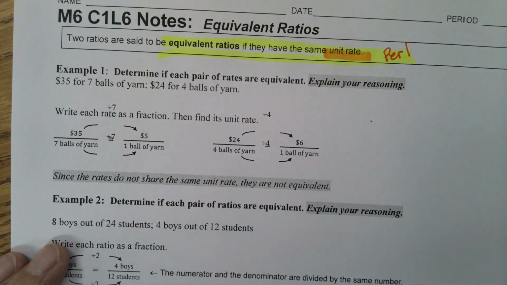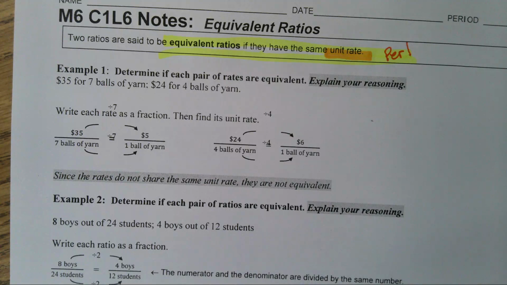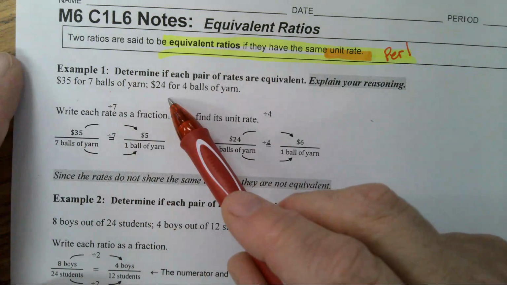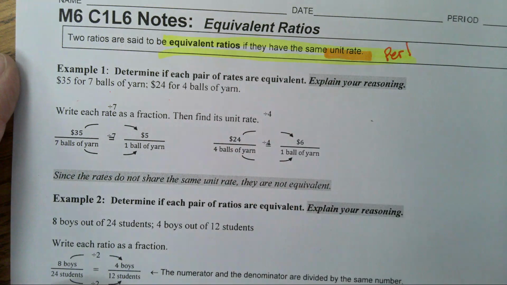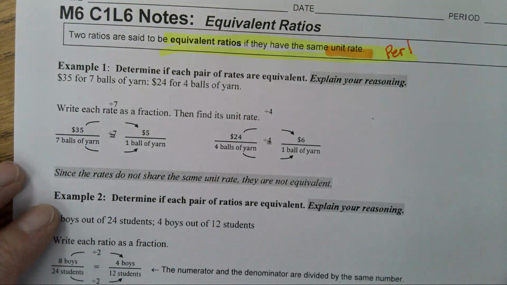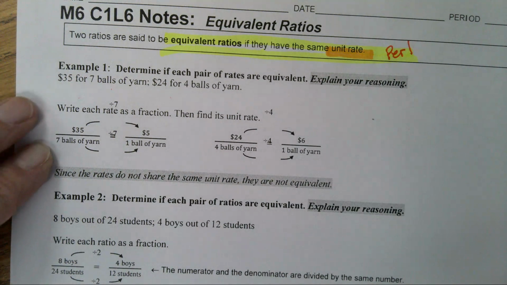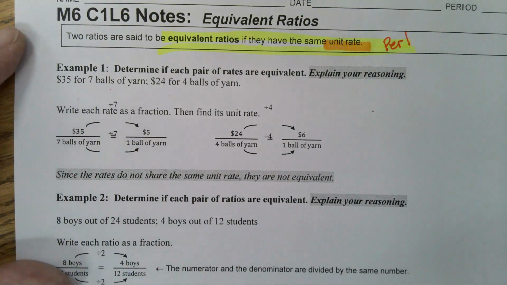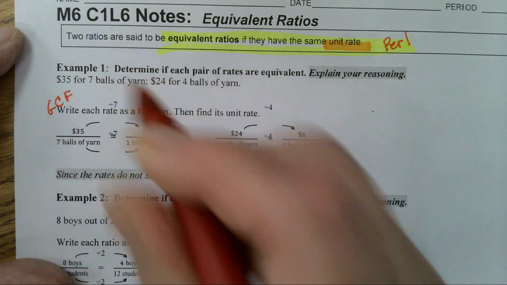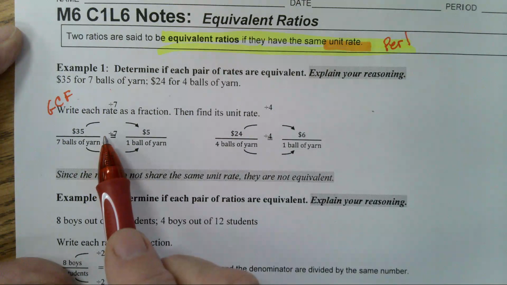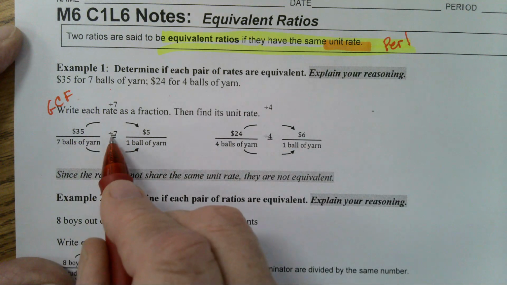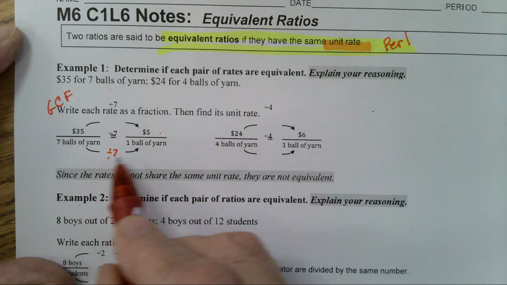All right. Determine if each pair of rates are equivalent. Explain your reasoning. Okay. $35 for 7 balls of yarn, $24 for 4 balls of yarn. Is the price for one the same? So we have dollars over yarn. You look at 35 and 7 and ask what their greatest common factor is. It's 7. 7 divides 35, and 7 divides 7. 35 divided by 7 is 5. 7 divided by 7 is 1.